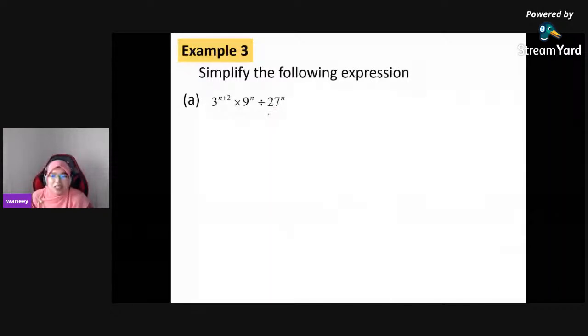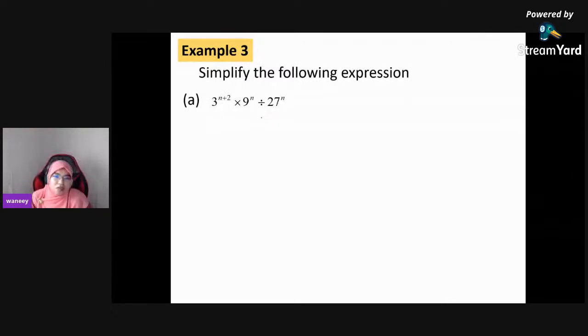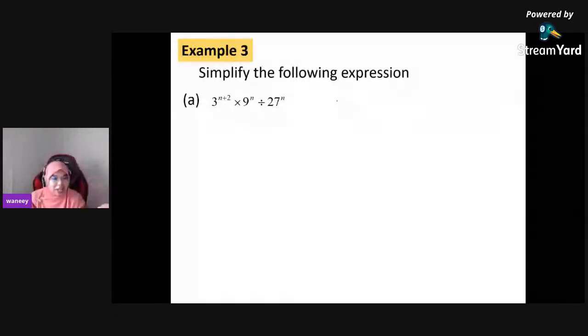So now, better to change everything into the similar index, the similar base. So change everything into a common base and then simplify them.